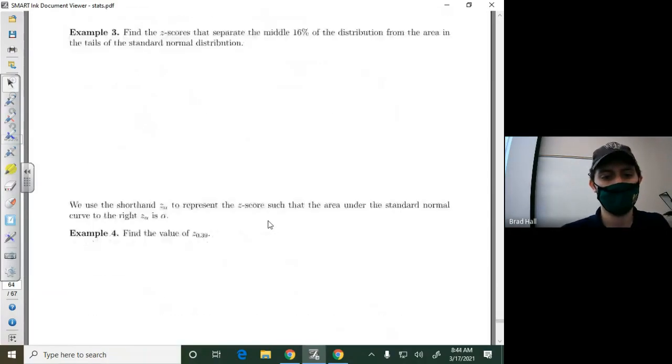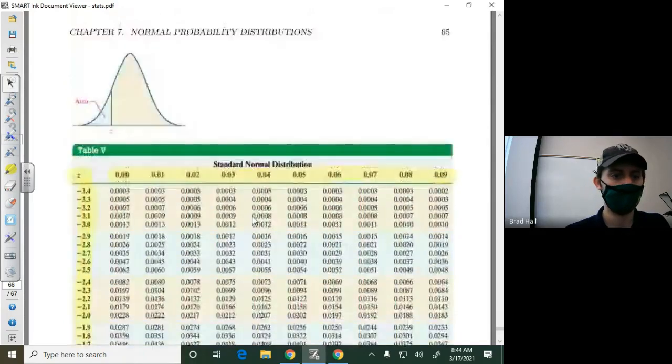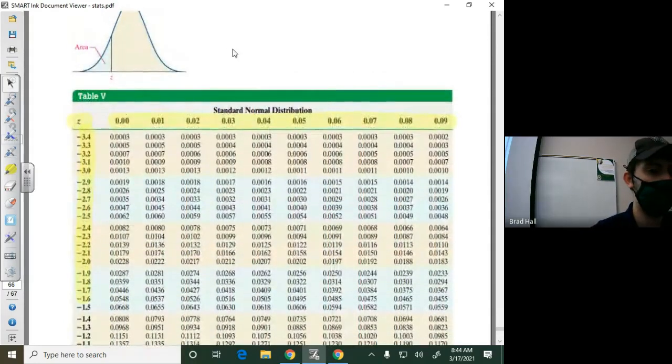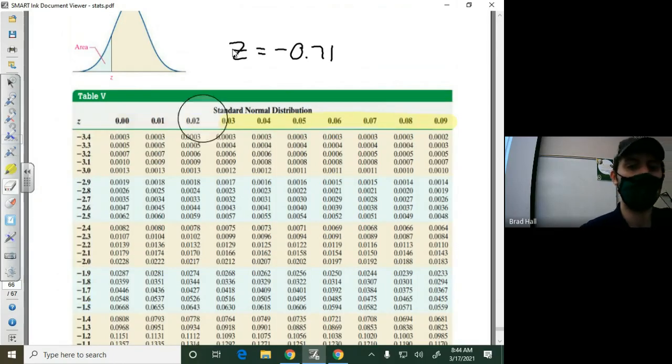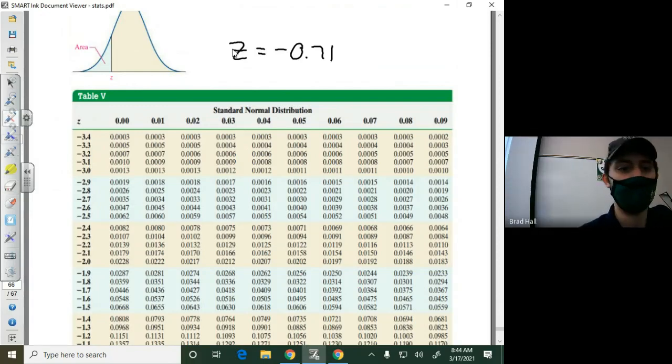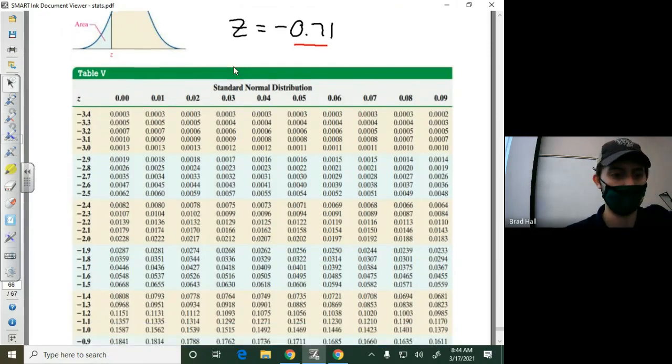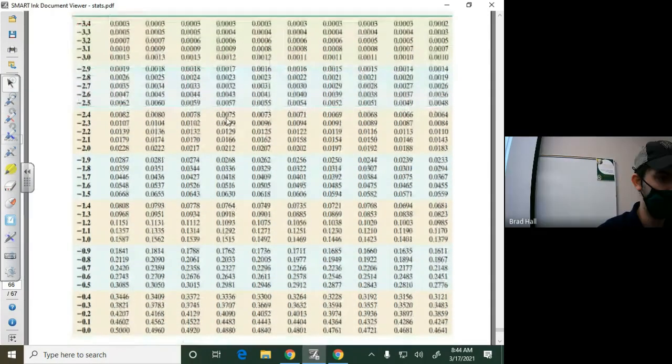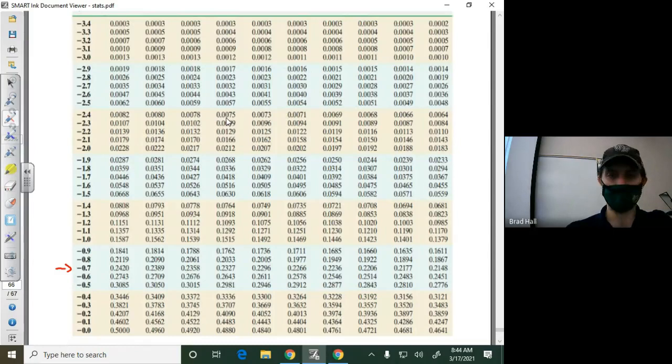Let's scroll down. I already forgot the number. What was it? Negative 0.71. Okay, thank you. We have a negative for our Z-score, so the first table is going to be perfectly sufficient. It's got the negative sign. We start off with a 0.7, so let's go find a 0.7. Well, found it. Right there, there's negative 0.7.